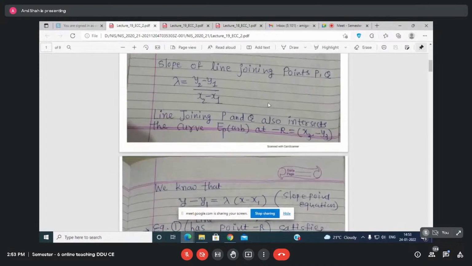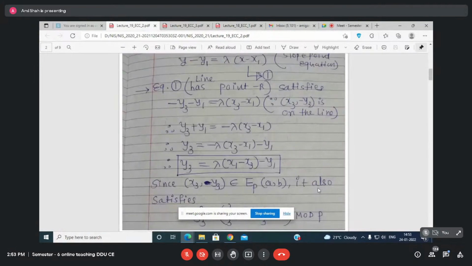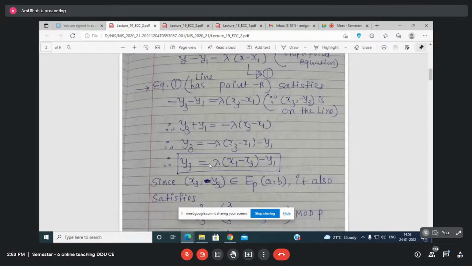And that's why all of you know the line equation, that is y minus y1 equals lambda times x minus x1. And this point also lies on the line. So here, instead of this x and y, can I put x3 comma minus y3? And once you put all these values, you are getting y3. So here you are getting the y3 value on the curve.